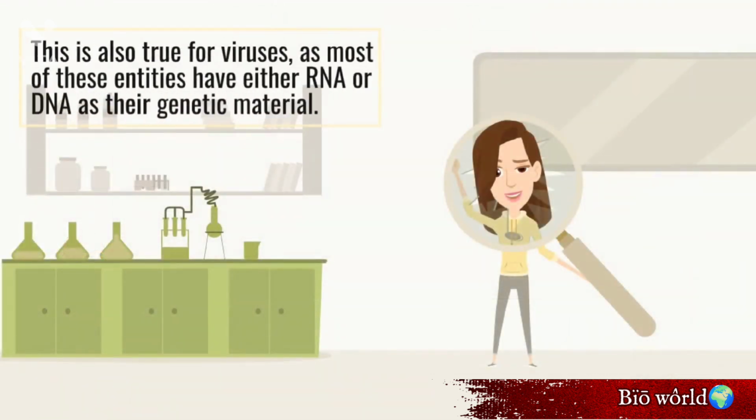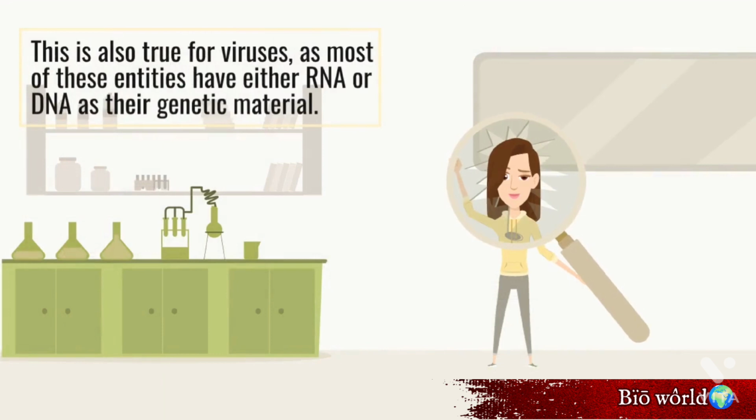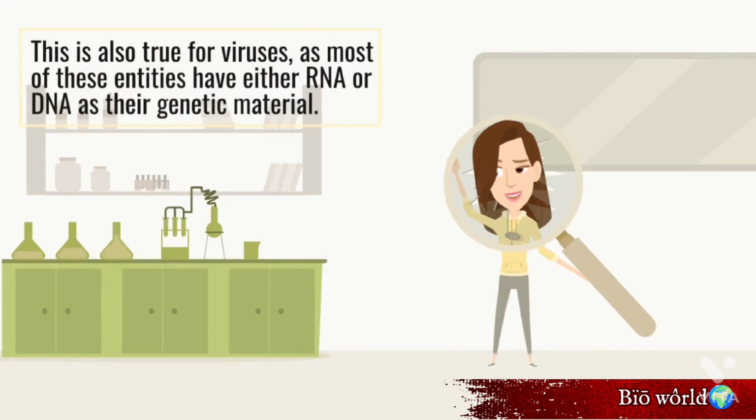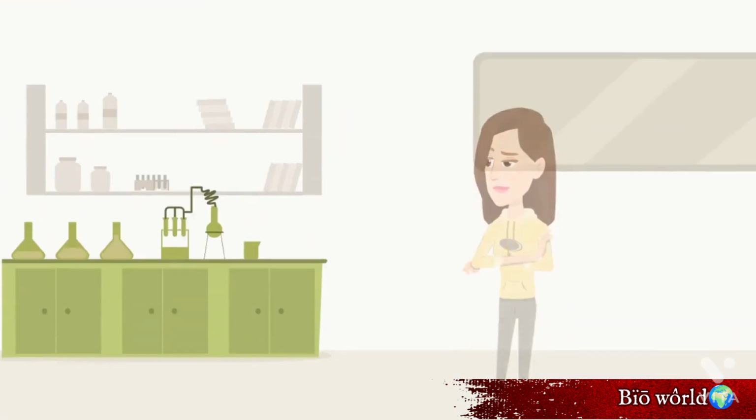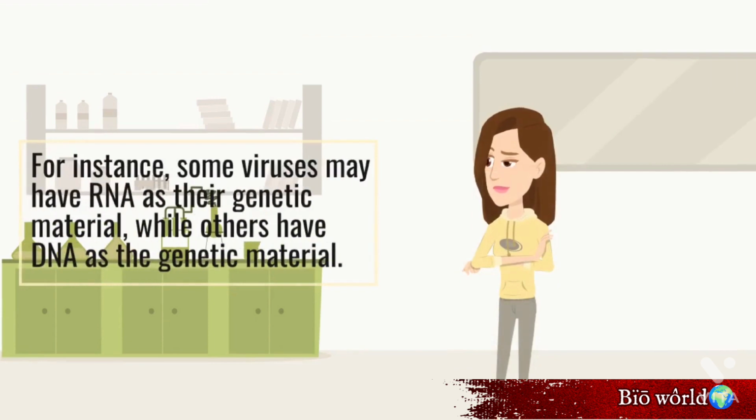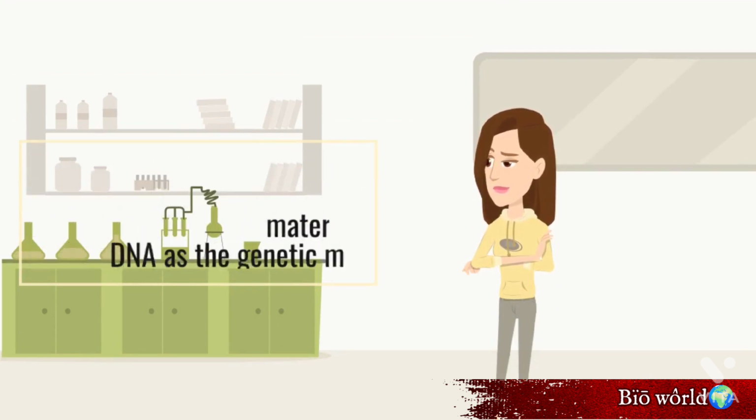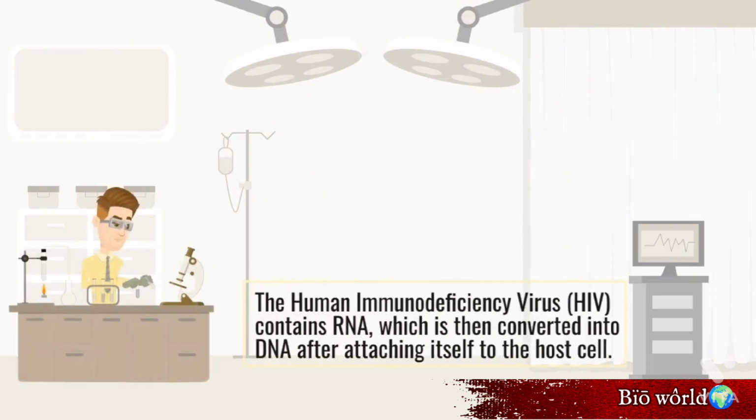This is also true for viruses, as most of these entities have either RNA or DNA as their genetic material. For instance, some viruses may have RNA as their genetic material, while others have DNA as the genetic material. The Human Immunodeficiency Virus, HIV, contains RNA, which is then converted into DNA after attaching itself to the host cell.